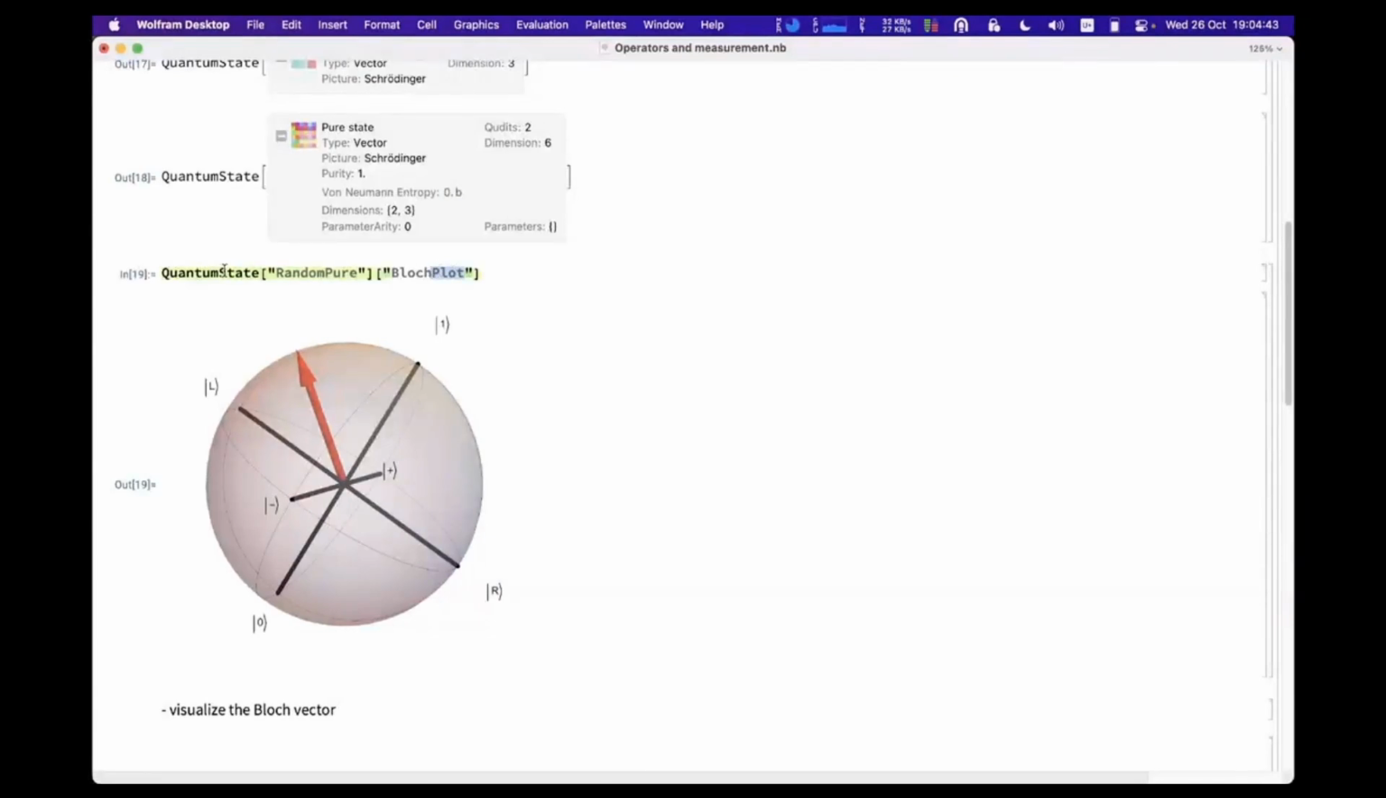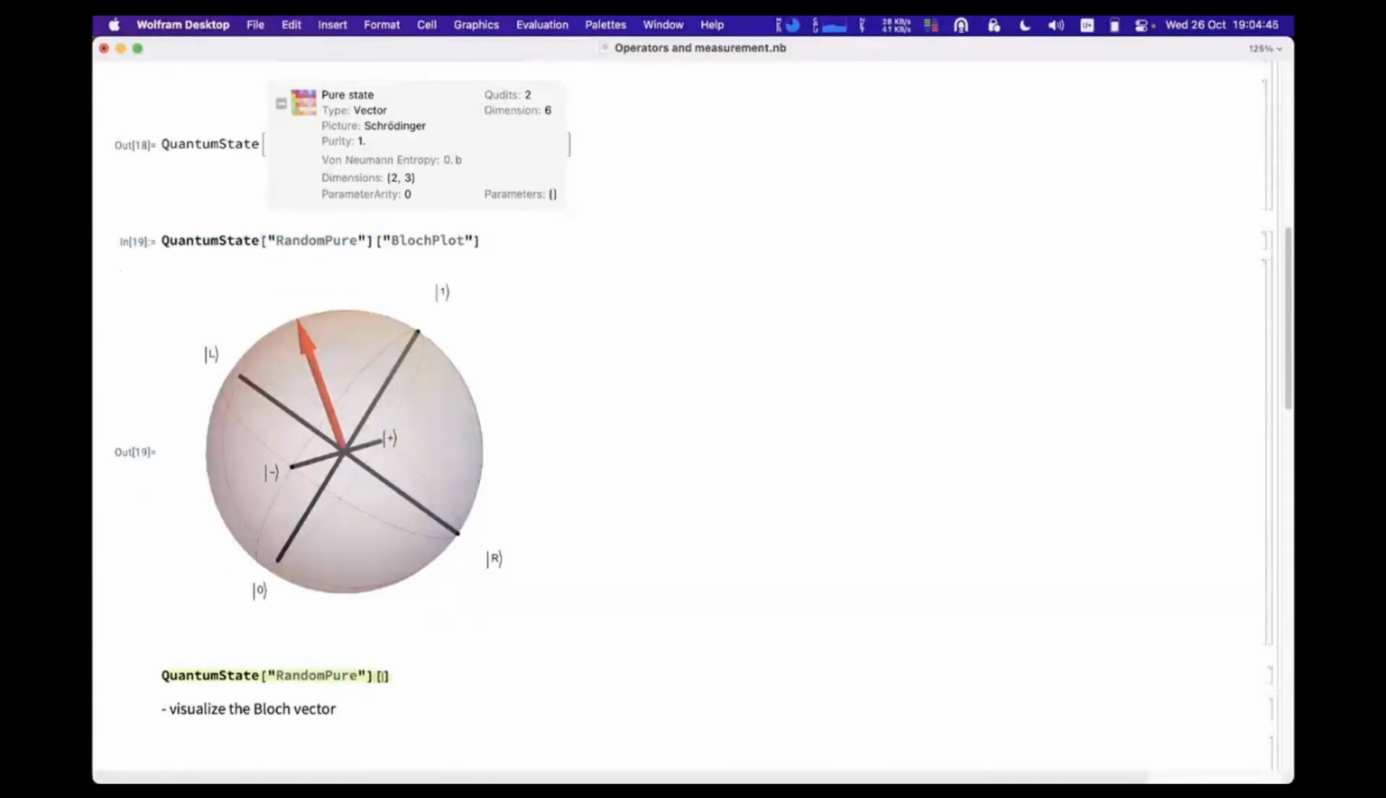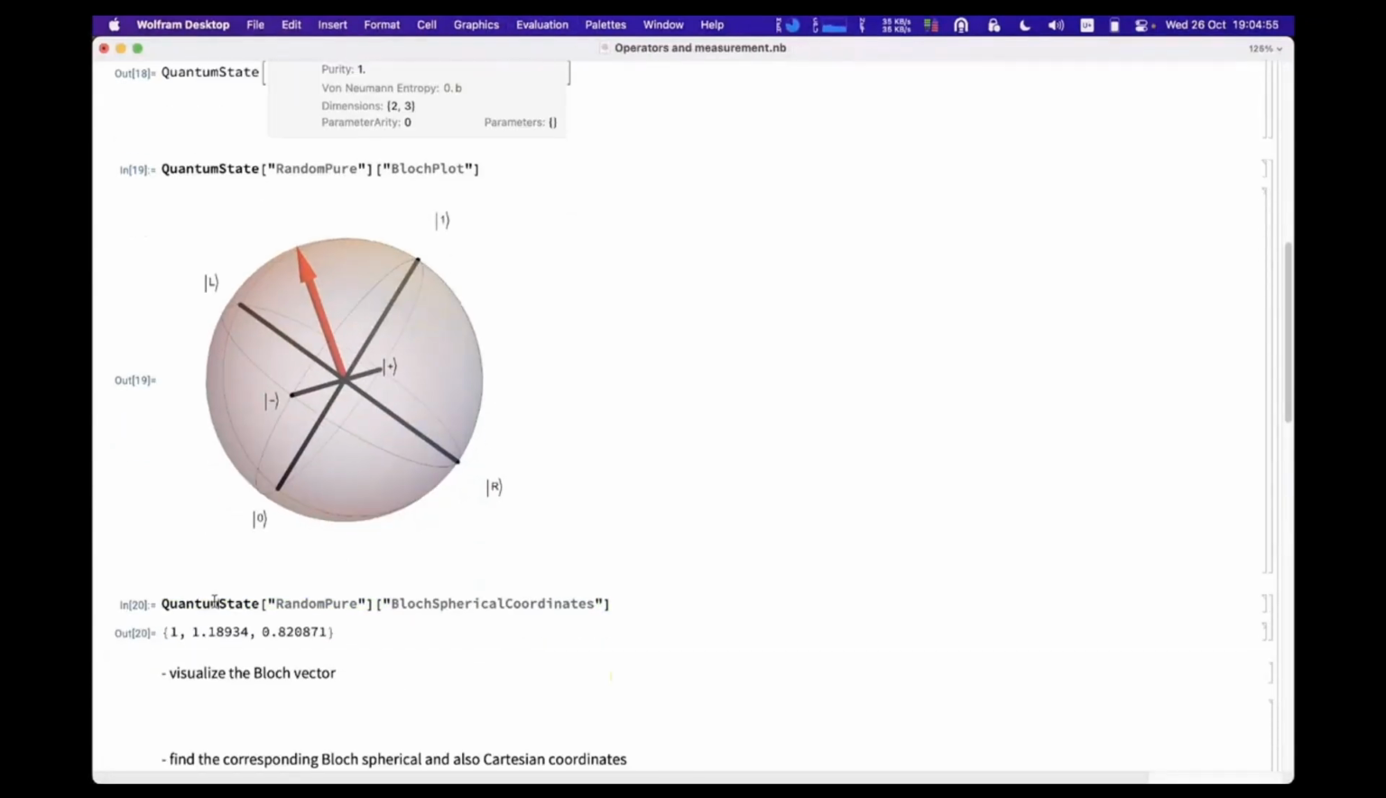For one of them you have to ask. Let's go to the next one, spherical coordinates. So that's the spherical coordinates of that one. And likewise, you can go with Cartesian coordinates.